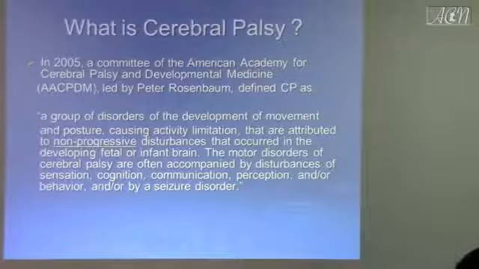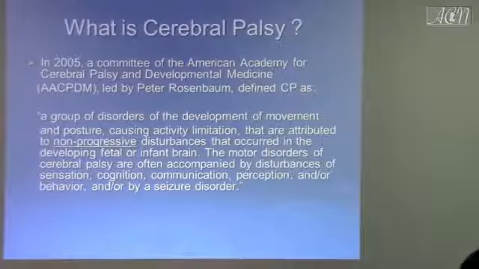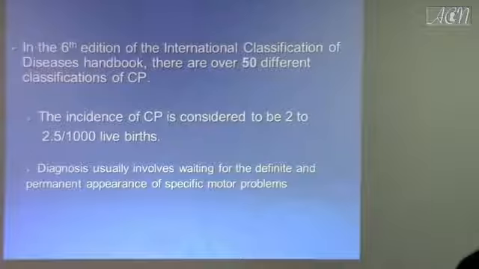The motor disorders of cerebral palsy are often accompanied by disturbances of sensation, cognition, communication, perception, and/or behavior and/or seizure disorder. So you can diagnose the patient with cerebral palsy, but you need to look at what else he has. We are dealing with the consequences of cerebral palsy. Okay, next please. In the 6th edition of the International Classification of Diseases Handbook, there are over 50 different classifications of CP. The incidence of CP is considered to be 2 to 2.5 per 1,000 live births, and the diagnosis usually involves waiting for the definite and permanent appearance of specific motor problems.